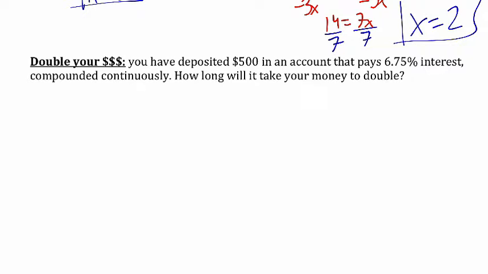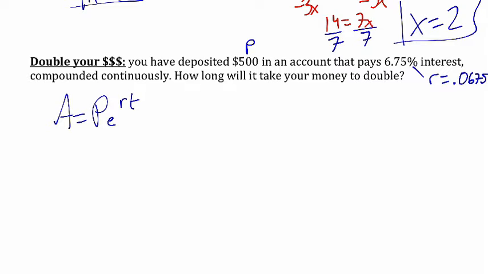So the formula we're using is A equals PERT, P times E to the RT power. So going through what we know here, you have deposited $500, that's your P, your principal, your starting amount. The 6.75%, that's your rate. And again, make sure you're converting that to a decimal. That's 0.0675. And then where it's compounded continuously, that's where I'm using this formula.